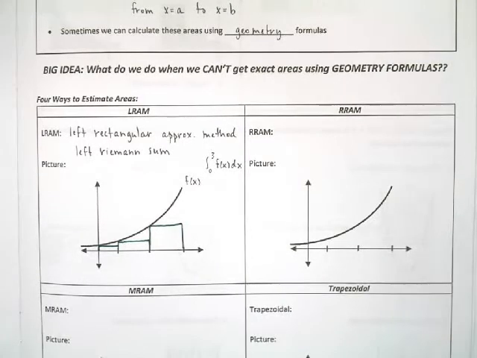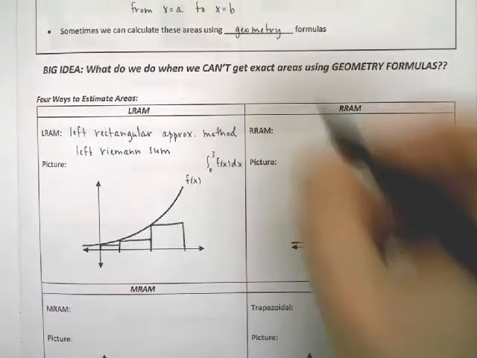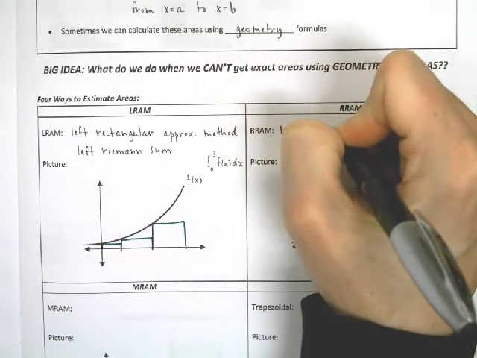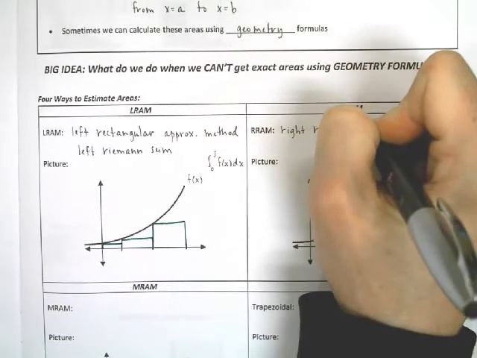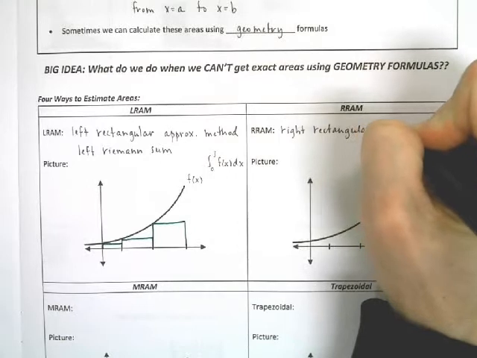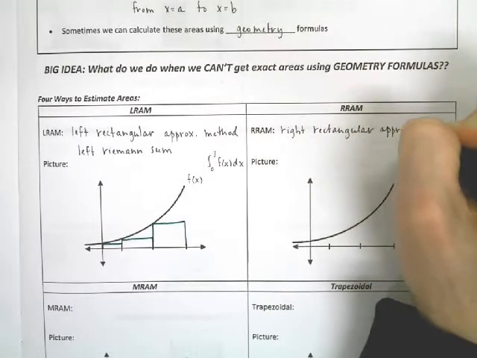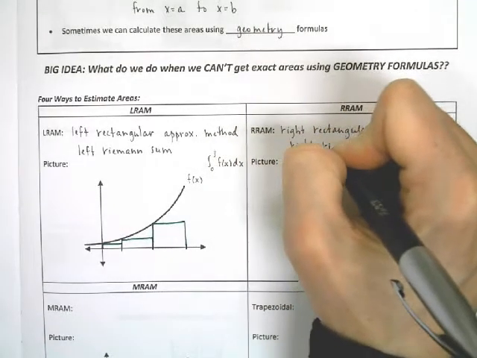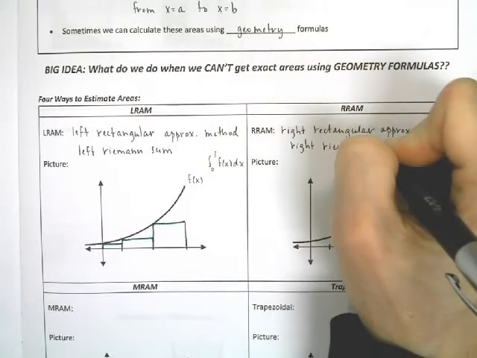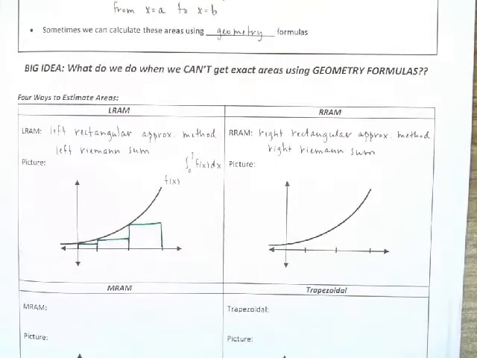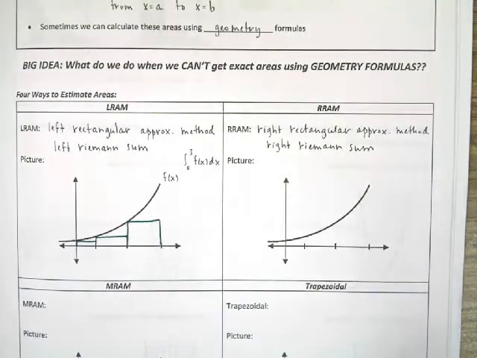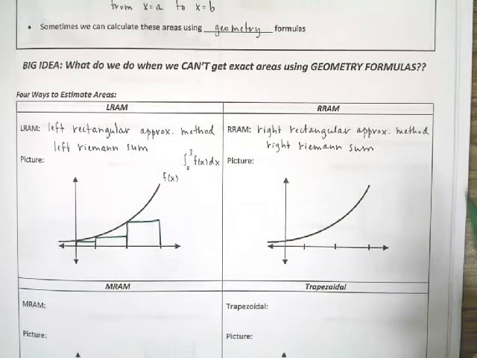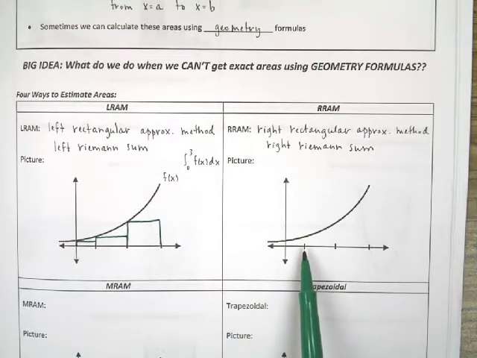So RRAM is going to work a lot the same way, right? In this case though, we have a right rectangular approximation, or what we call a right Riemann sum. Okay, so again, let's assume we're evaluating the same integral. I'm still going to use 3 rectangles, but in this case, instead of the left endpoint, I'm going to use the right endpoint to approximate it.